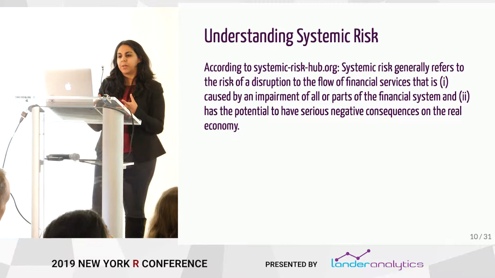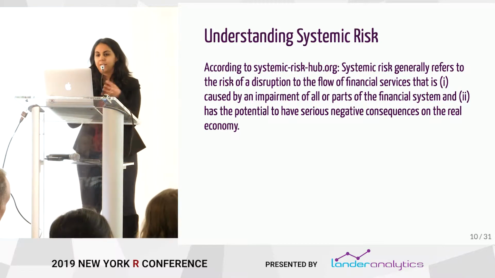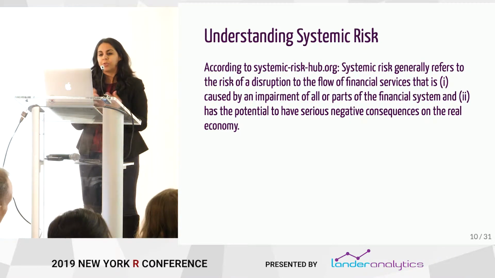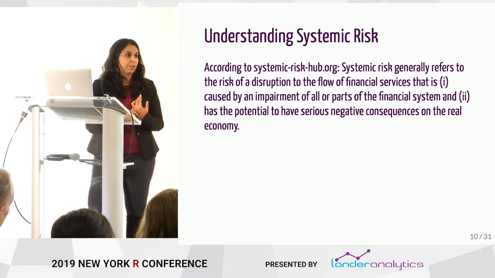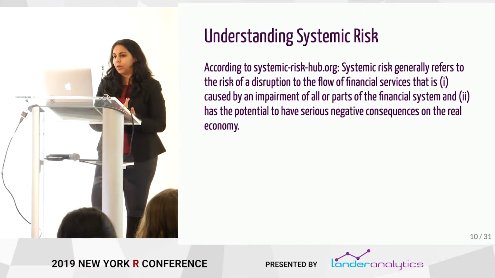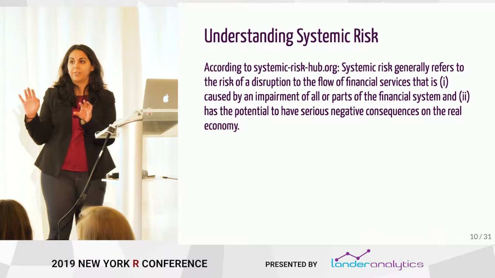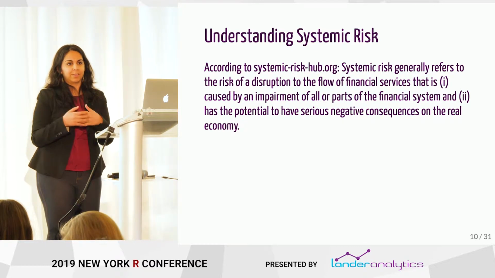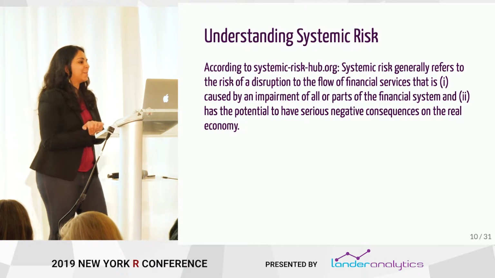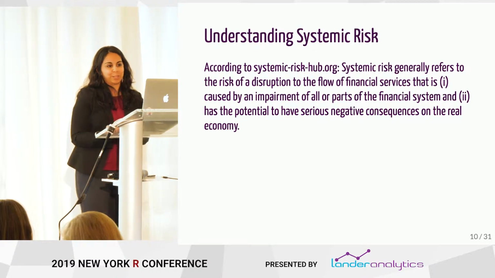So basically systemic risk, according to the Systemic Risk Hub, generally refers to the disruption of flow to financial services, and it can also be caused by an impairment to all or parts of the financial system. It has the potential for super serious negative consequences, which we didn't really feel because our government stepped in, but it could have been really, really terrible.